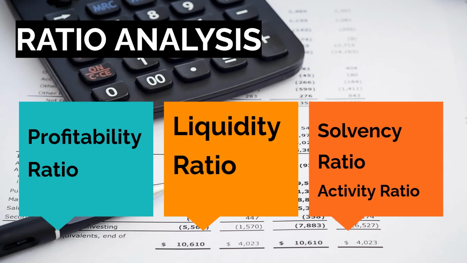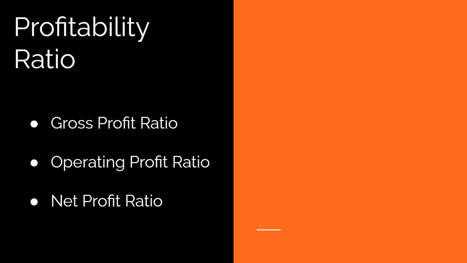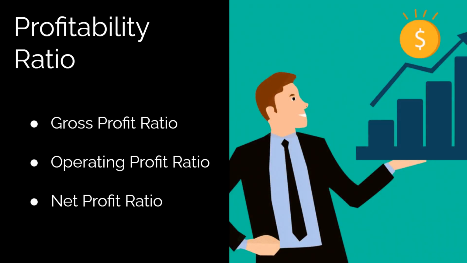So let's go one by one and discuss all these ratios that we have under ratio analysis for your financial statement. The first one that we have is profitability ratio. Under profitability ratio we have three types of ratio, basically: gross profit ratio, operating profit ratio, and net profit ratio. You must be aware of all these ratios.